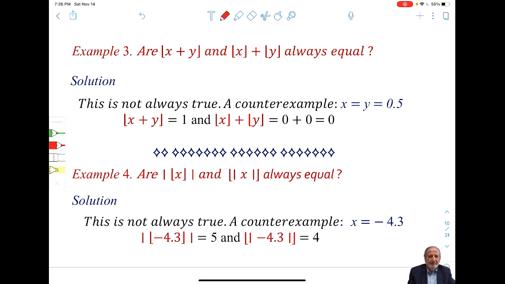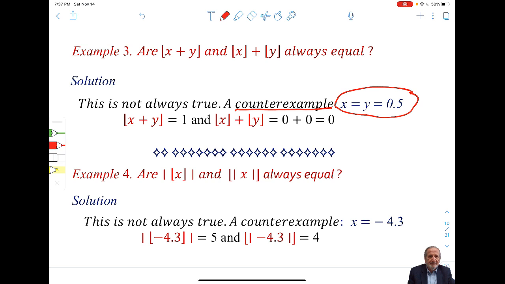Here's a question. Are the floor function of x plus y and the floor function of x plus the floor function of y always equal? Now you can find examples where they are equal, but they're not always equal. The answer is no. And then what we do is we find a counterexample. Here I'm giving this counterexample, but I want you to find your own counterexample. There's a whole bunch of them.